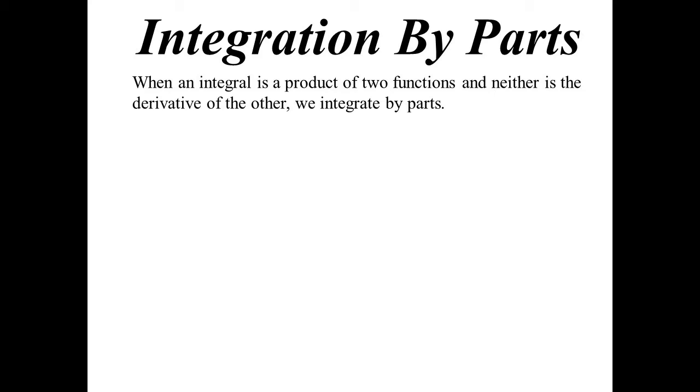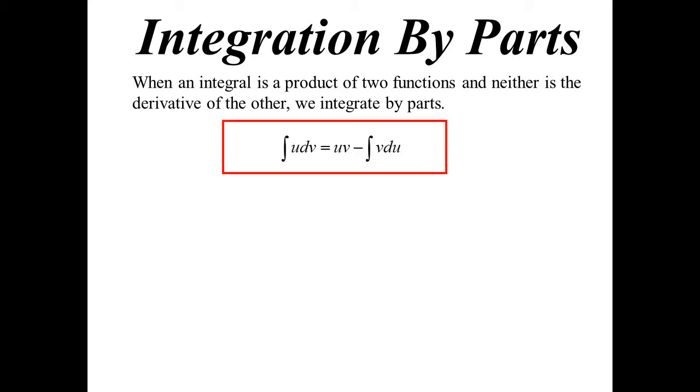I suppose you could think of it like a product rule for integration, because in fact it actually comes from the product rule, just rearranged. The way I tend to remember it is this way: integral of u dv is uv minus integral of v du. Let's go and prove that.